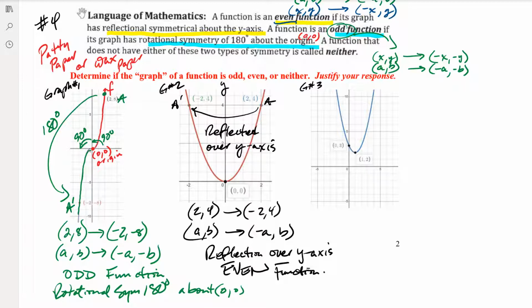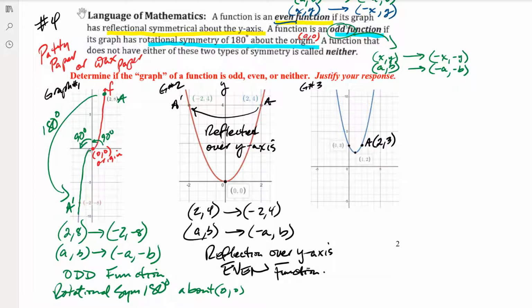Okay, now if it doesn't have the rotational symmetry about the origin of 180 degrees, and if it's not a reflection over the y-axis, then it has neither symmetry. And this graph number 3 is like that. So if you take a point on the graph, let me pick a point like this one. This is 2 comma 3. We call this A. Just go 2 units right, 3 up.